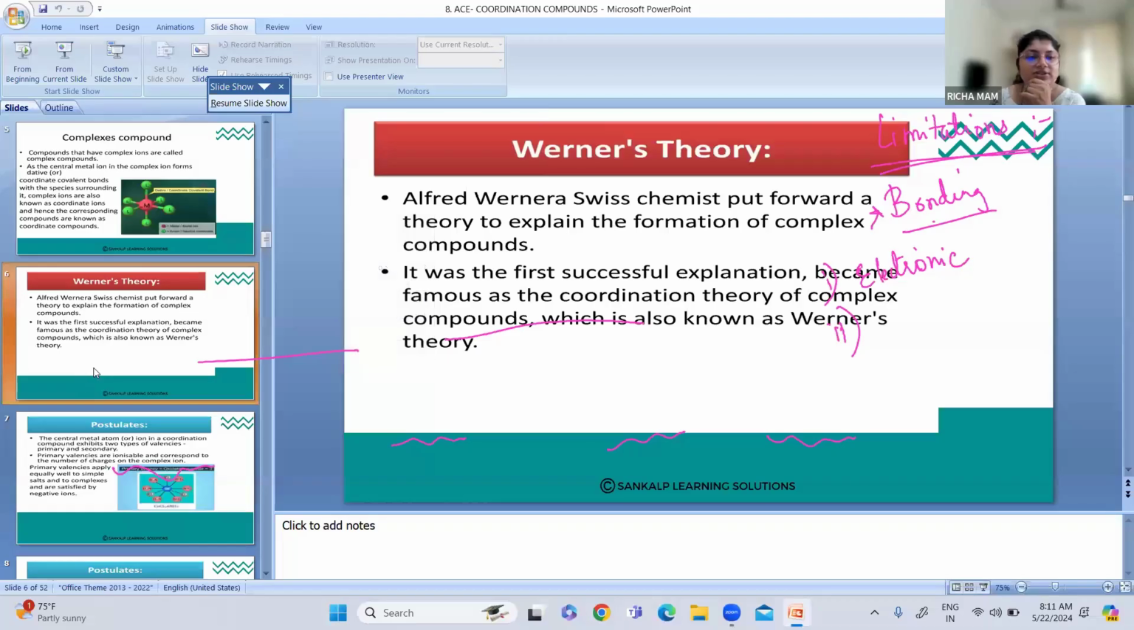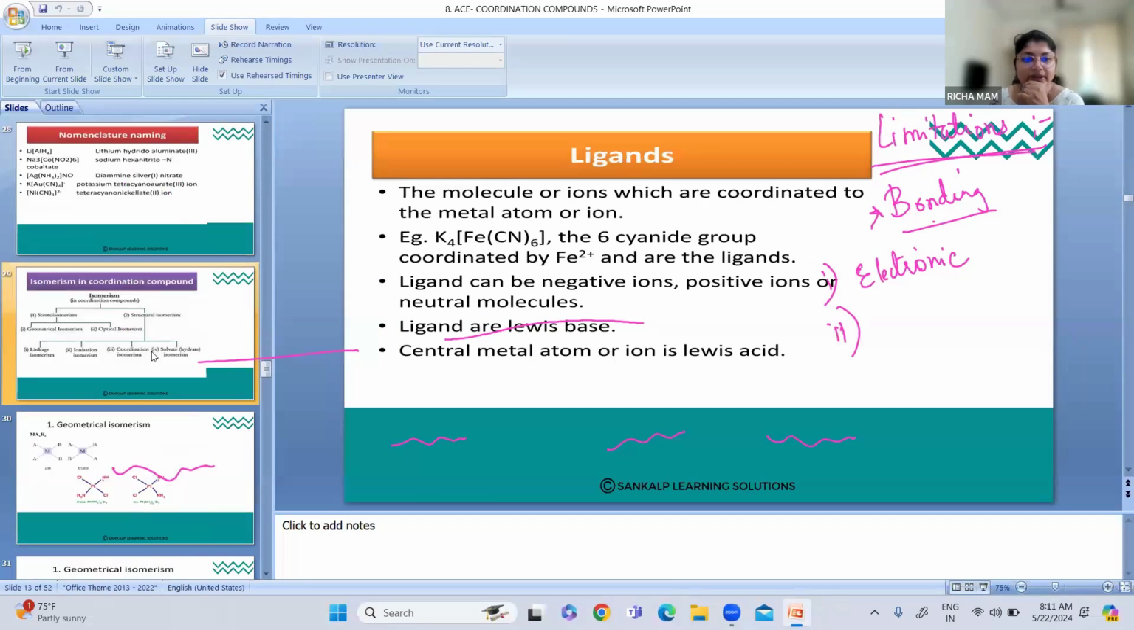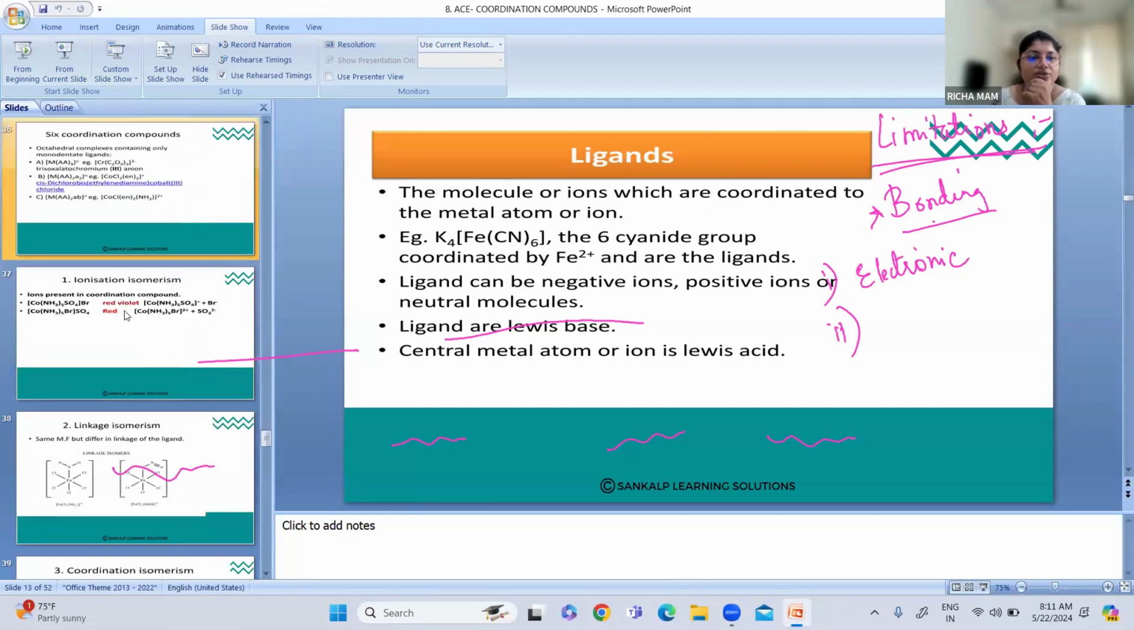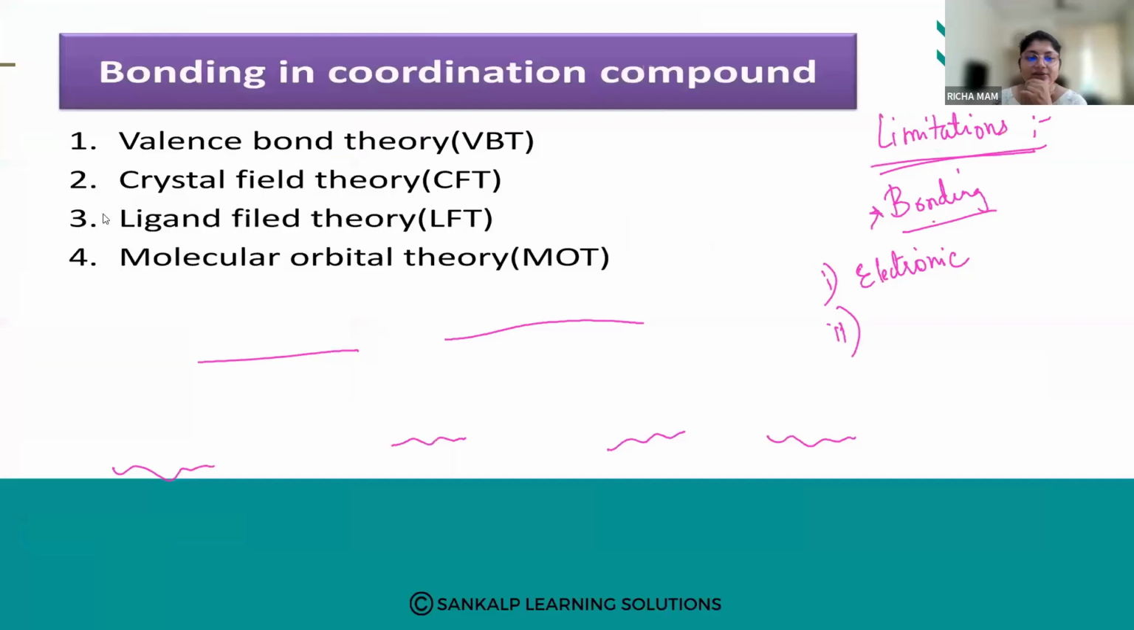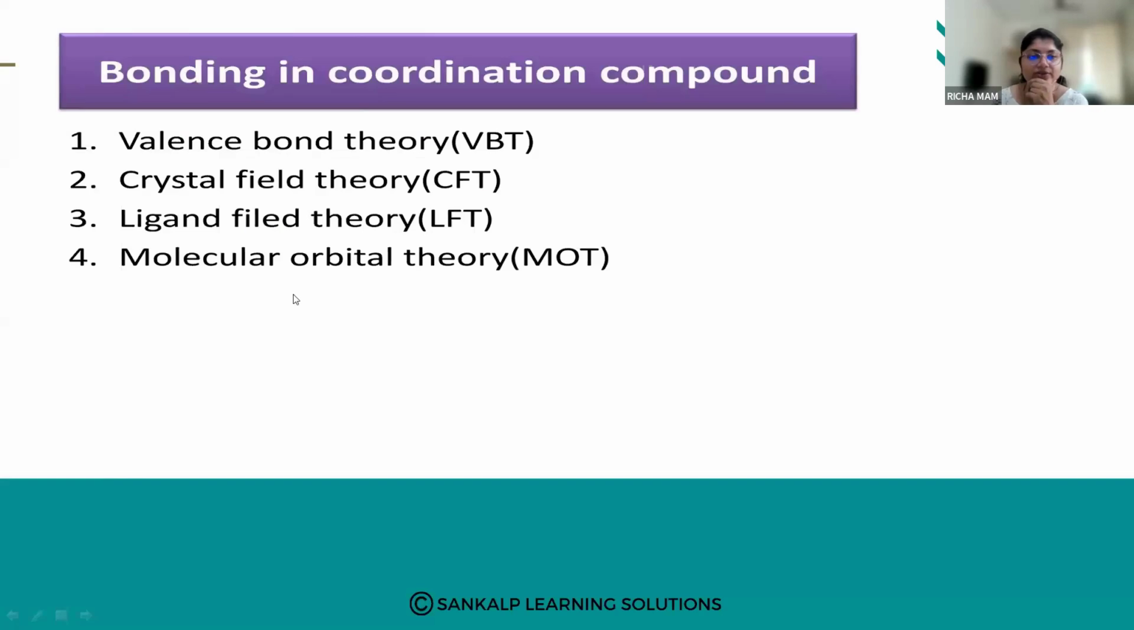Because of this, because it could not explain these points, they gave another theory. So what was the next theory? The next theory was the VBT theory. Because of the limitations of Werner's theory, it gave rise to the next theory, that is the valence bond theory. So what does this theory tell you? This theory tells you the bond formed between the metal ion and ligand is purely a covalent bond.